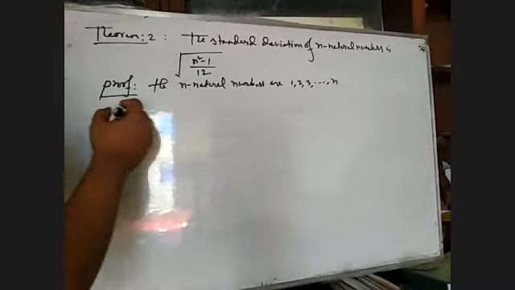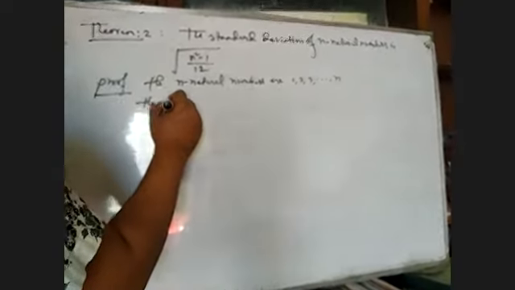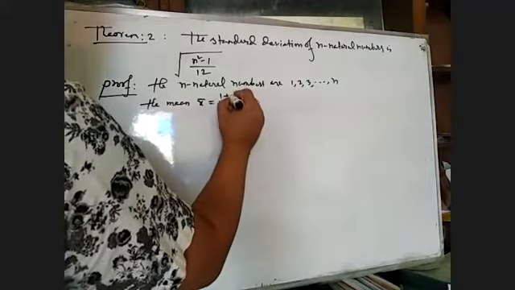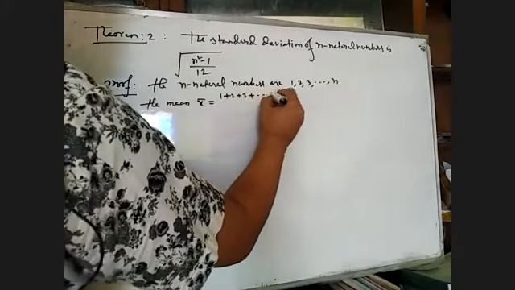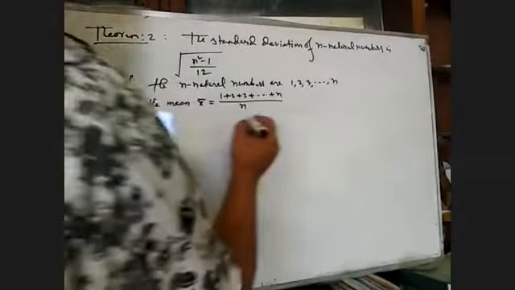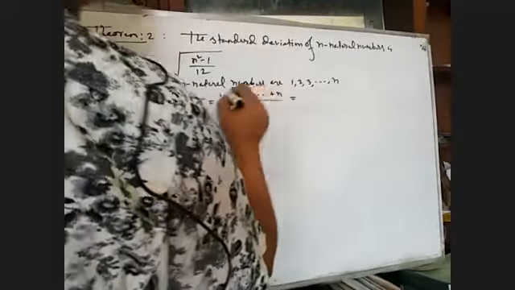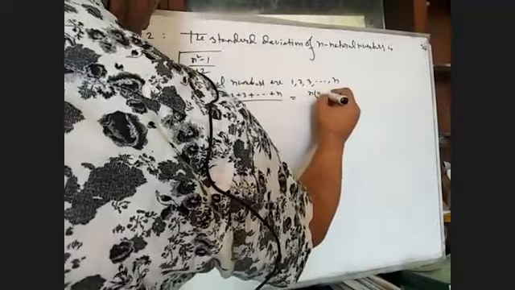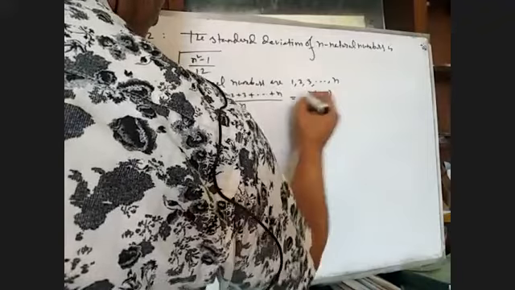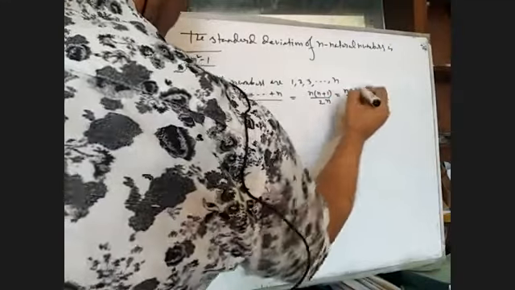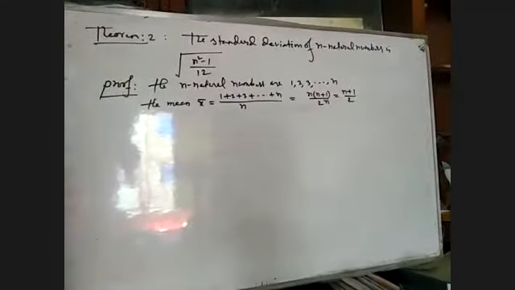Therefore, their mean x bar will be 1 plus 2 plus 3 plus dot dot up to n, and how many numbers here? n. Okay, this is the arithmetic mean. You must know the sum of this series is n into n plus 1 divided by 2, divided by another n here. So we get n cancelled, n plus 1 by 2. This is the arithmetic mean of n natural numbers.